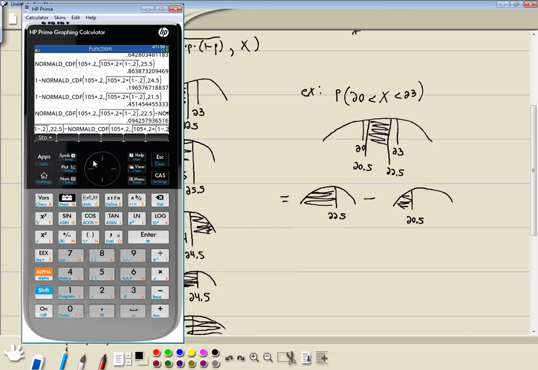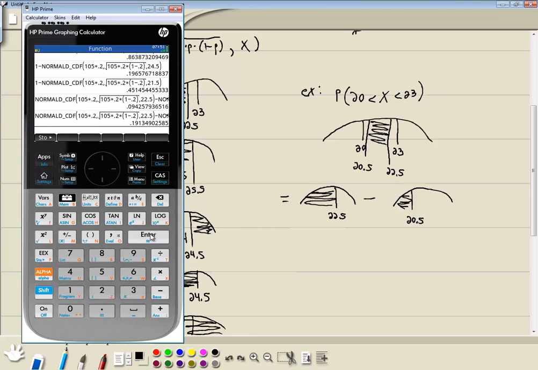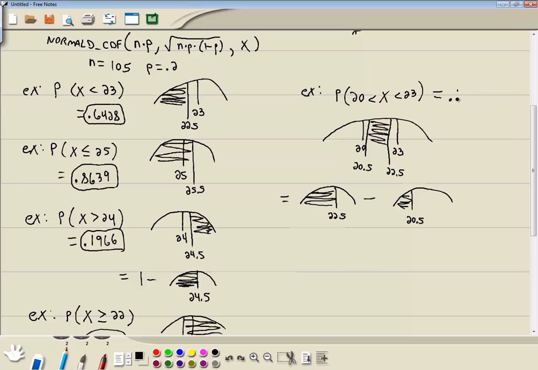Okay, so now I'm going to do a right arrow to get it out of the parentheses, right arrow, get out of the square root, do a comma, and then I'll put in this corrected x value, which is 20.5. And then press enter. And we get 0.1913.